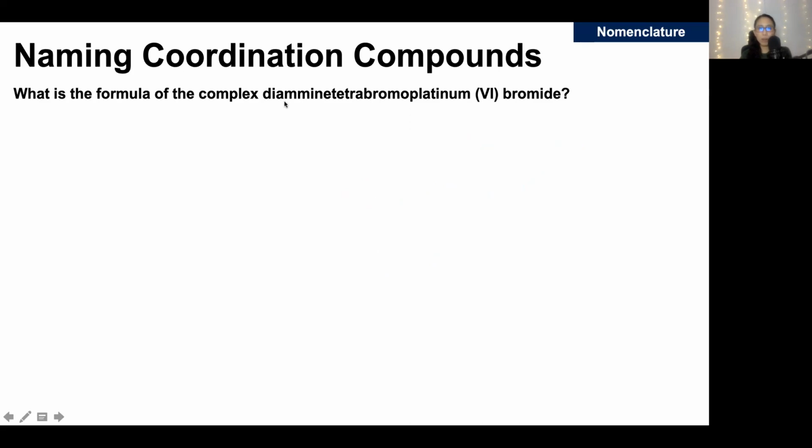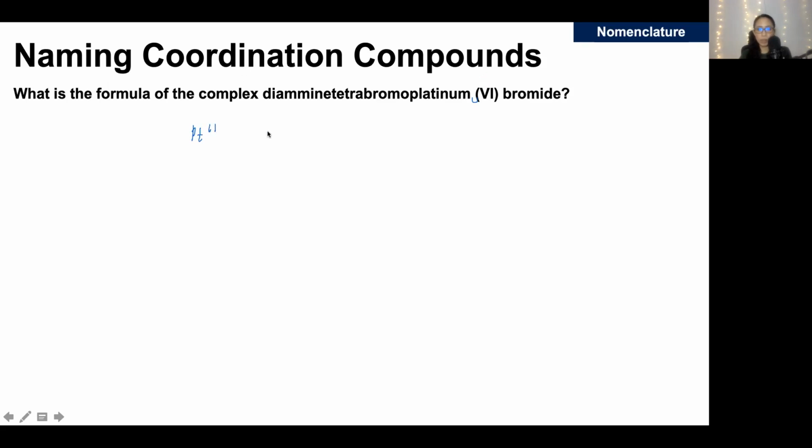What is the formula of the complex diamine tetrabromo platinum 4 bromide? Bromide. There shouldn't be a space there. So the metal center is platinum and, oh, it's 6. I think that's a typo. It should be 4. Or is it 6? Let's see, I have the answer in the next slide. So let's stick with the given, which is 6.